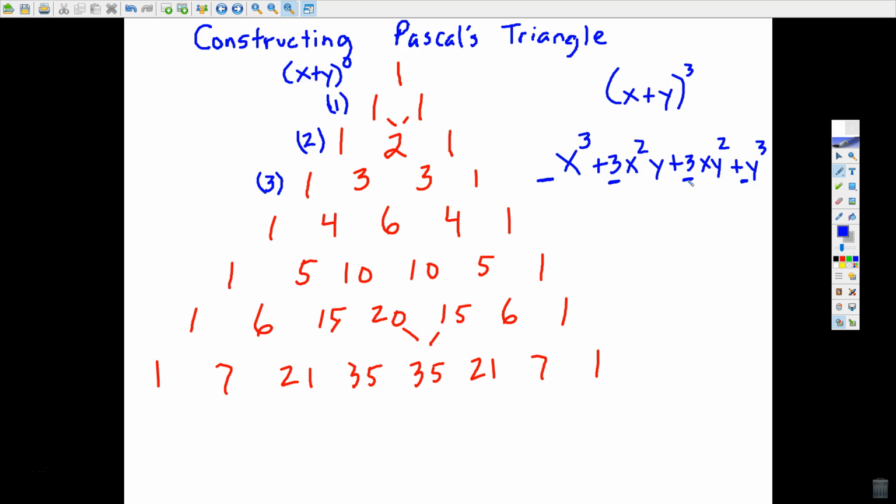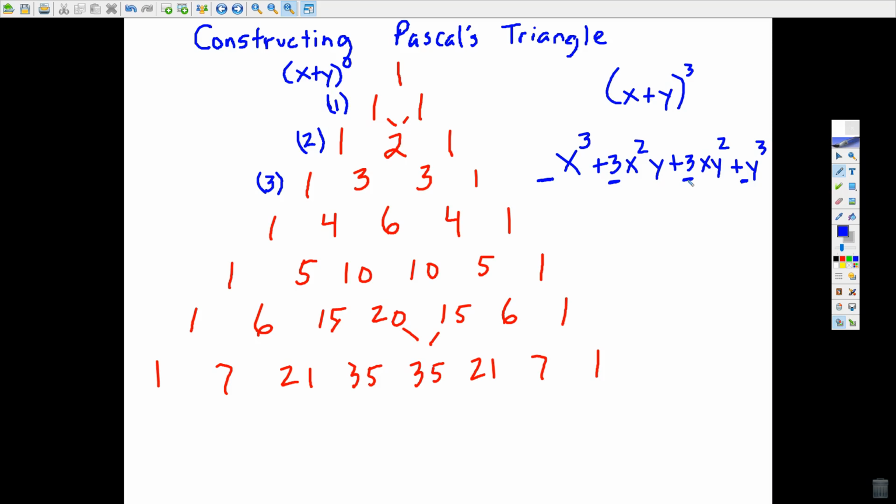Whatever the exponent is of the expansion outside the binomial, your expansion should contain one term more than that exponent. How many terms do I have in my answer here? 4? Okay, what was the exponent? 3? It's always true, so you can kind of check yourself. When you're finished expanding, you should have an expression that has one more term than whatever the exponent was in your problem. So that kind of helps you know which row of the triangle to go to.